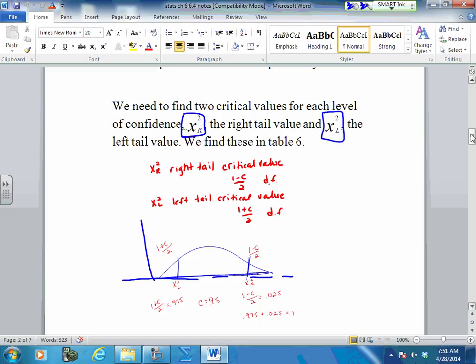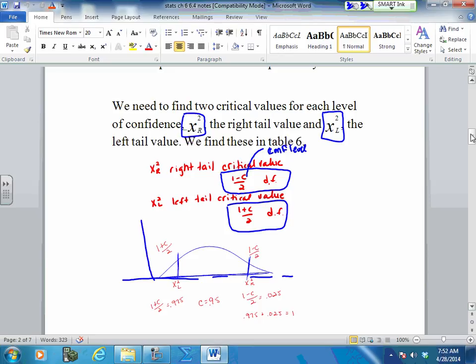You have 2 formulas for this. Your chi-square right tail says 1 minus your confidence. This is your confidence level, like say it's 0.95, whatever it happens to be. And the other one is the plus. I'll give you those formulas, but when you look them up, the easiest way to do this is add 1, subtract 1, then divide by 2.